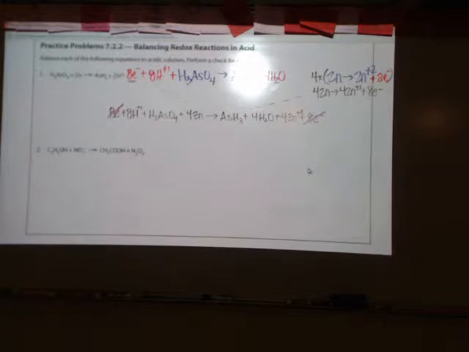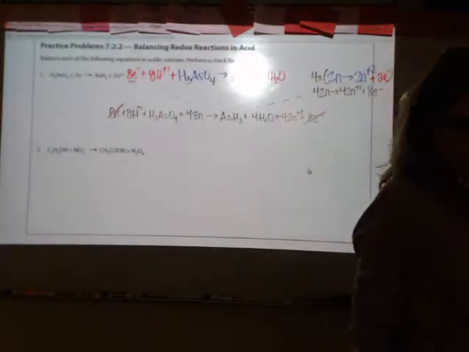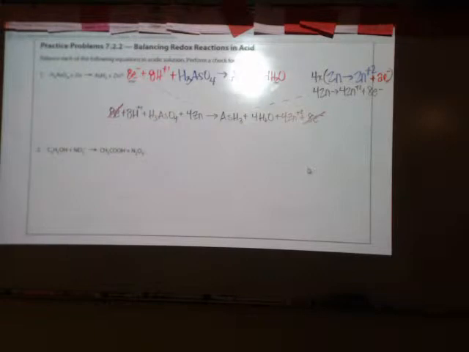Okay. Do you want to try the next one on your own? Sure. So we don't have to add coefficients because there's 2 C's. Even if there's one, I can just spread out. Okay.